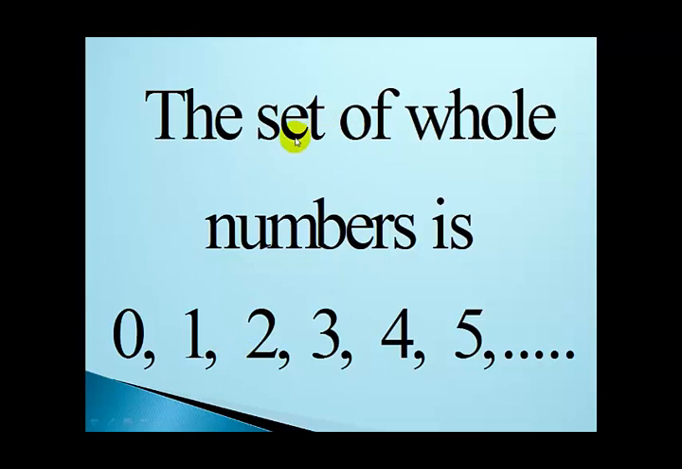Now, the set of whole numbers is 0, 1, 2, 3, 4, 5 in that order. So when we add 0 to the set of counting numbers or the natural numbers, then we have what we call the whole numbers. So the whole numbers start from 0. We have 1, 2, 3, 4, 5 in that order.